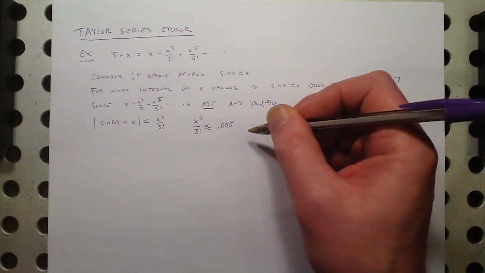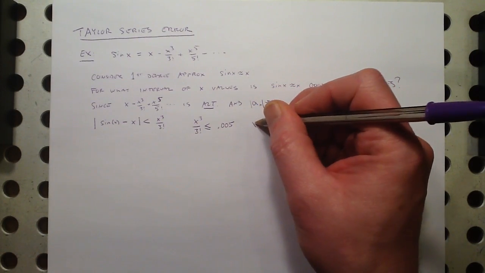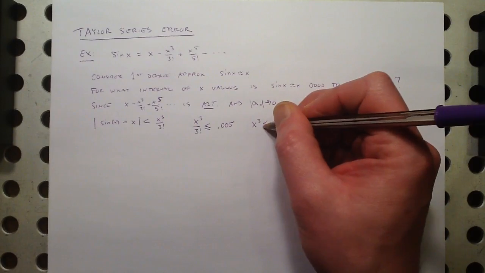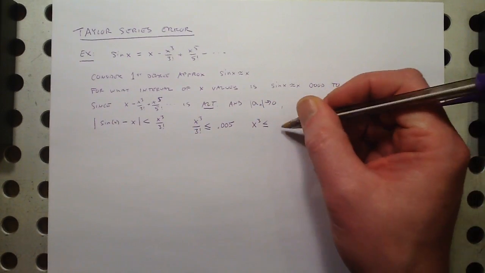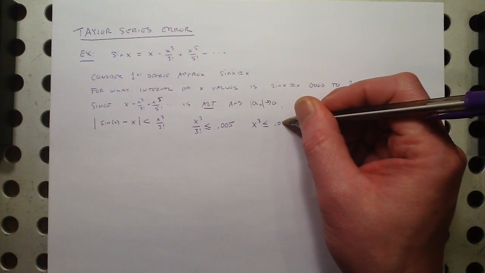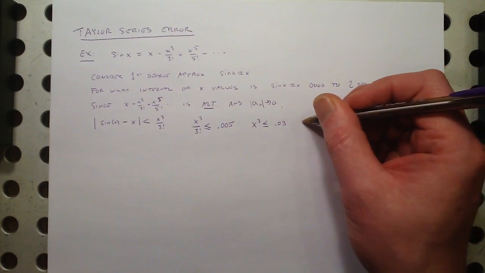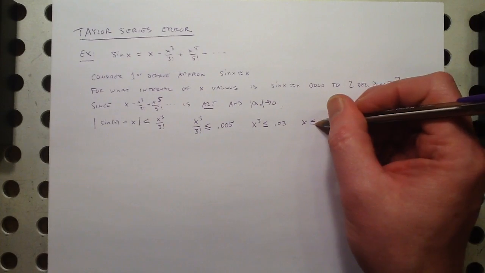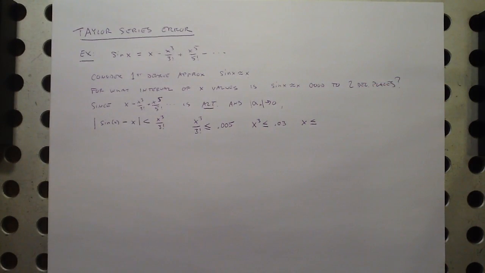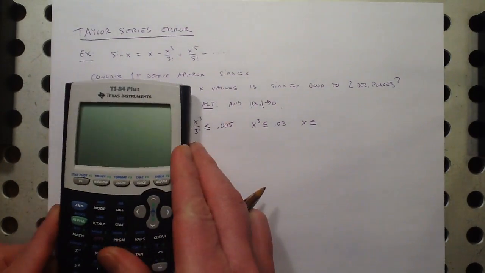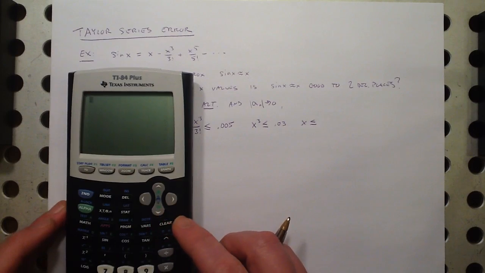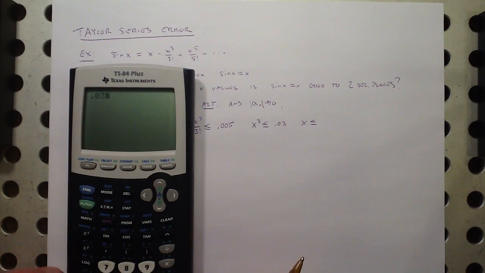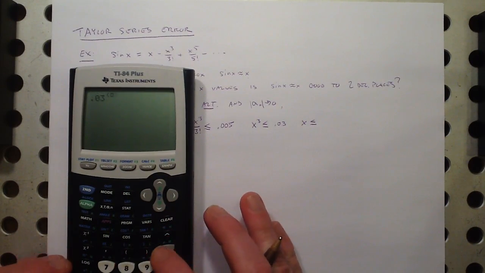So let's see, doing a little algebra here, x cubed would have to be less than or equal to 3 factorial, which is 6, times this, that's 0.03. Our x would have to be less than or equal to the cube root of 0.03. And to do a cube root on your calculator, you can raise something to the 1/3 power.